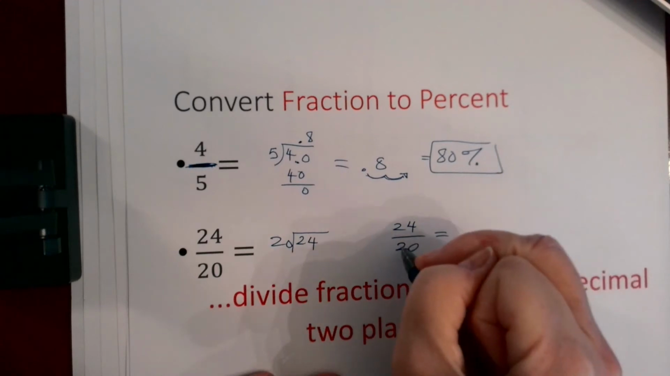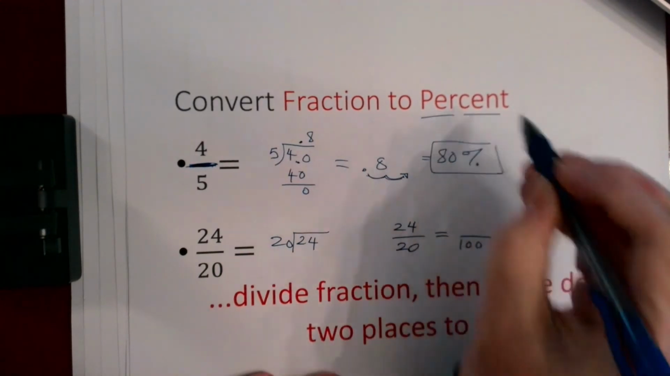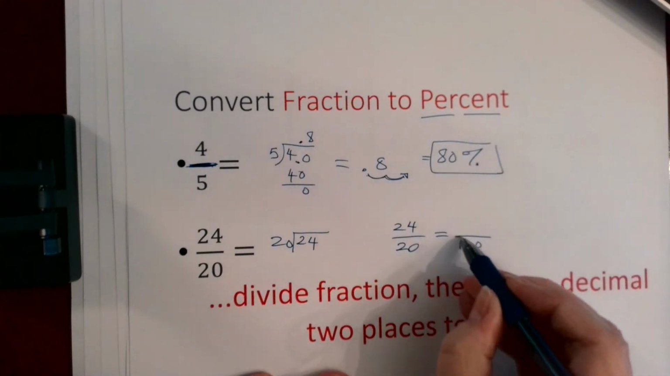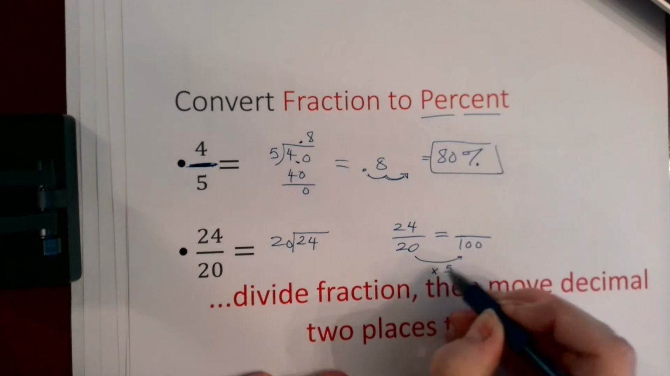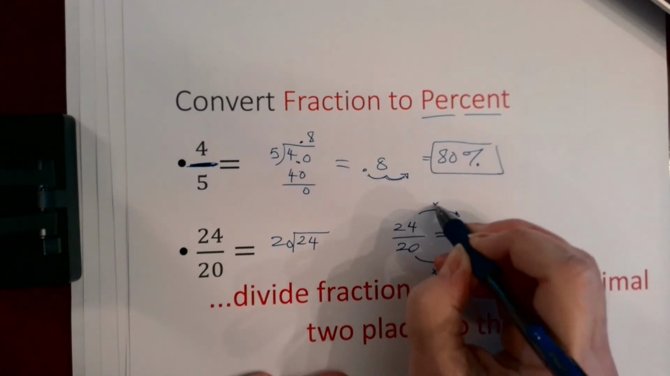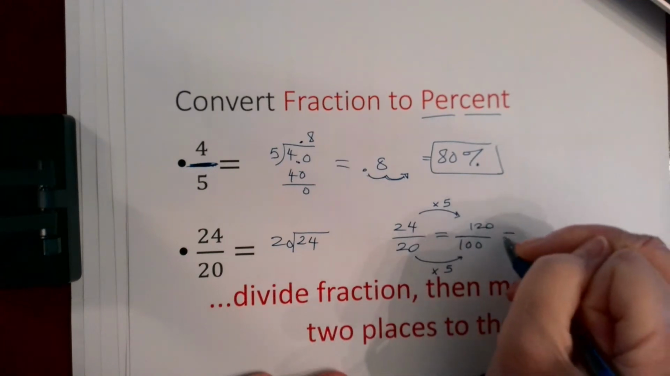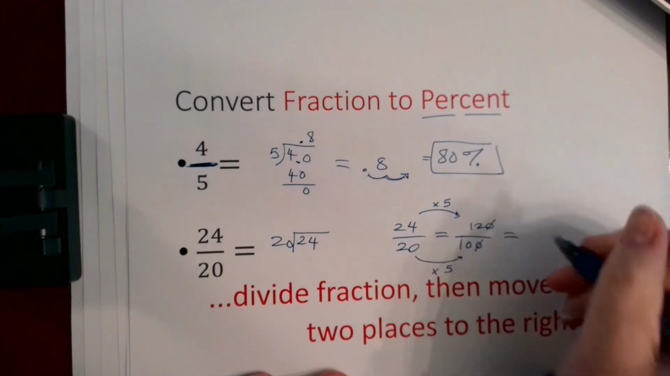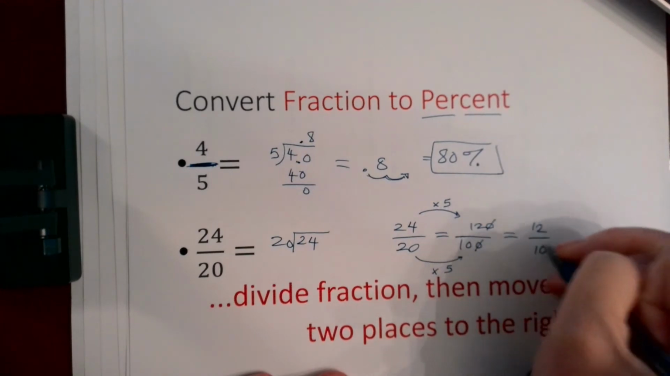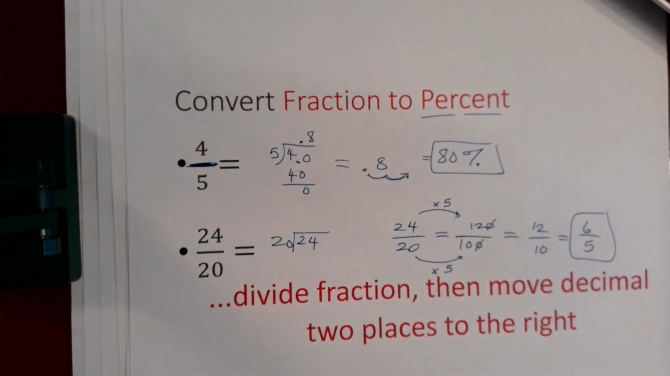If we could make this fraction be 100 on the bottom, then we'd have satisfied percent per 100. So 20 times 5 gives me 100. Likewise, the top has to be multiplied by 5. That's 120 over 100. Divide top and bottom by 10, and then it's easy to divide them both by 2. There's your fraction.